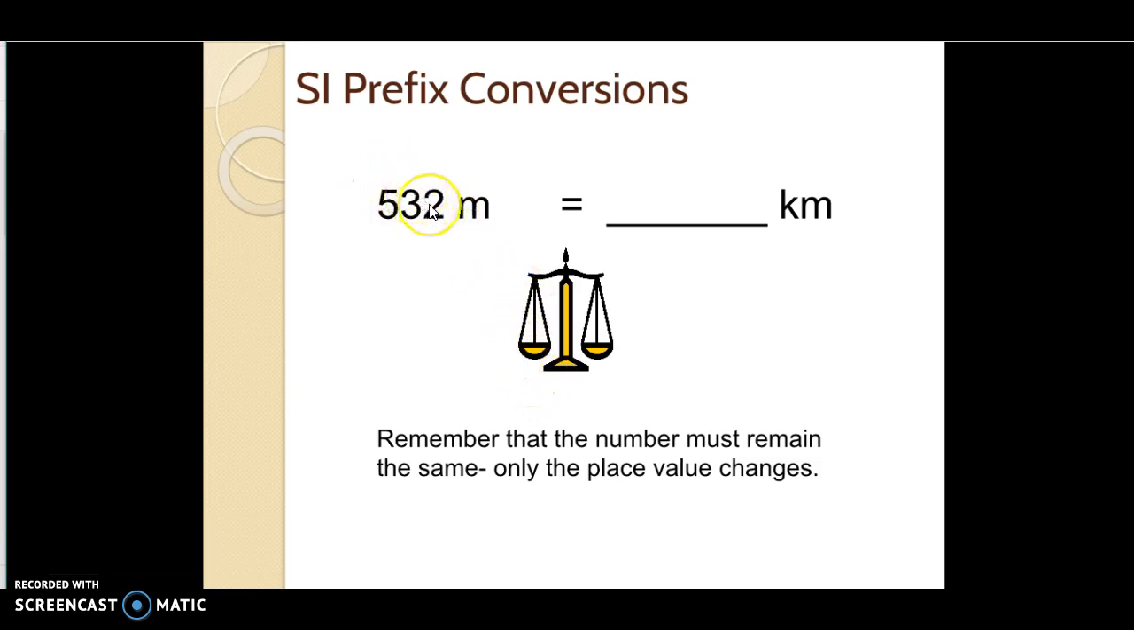So if we have 532 meters and we're turning them into kilometers, we're trying to get it larger because it's kilometers, right? So it's 1,000 times a meter. So we're going to have to move our decimal to the left to make it larger. If it's 1,000, we divide by 1,000, so we have 1, 2, 3. So we should have 0.532 kilometers. Notice our numbers, 532 stayed the same. We're simply moving the decimal, so it's only the place value that changes.